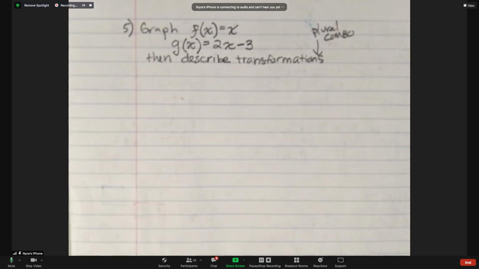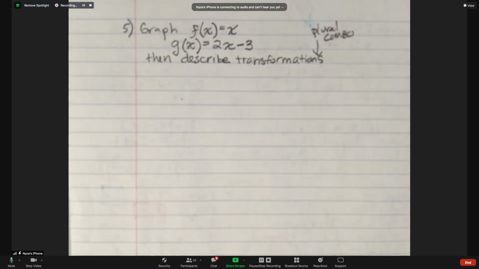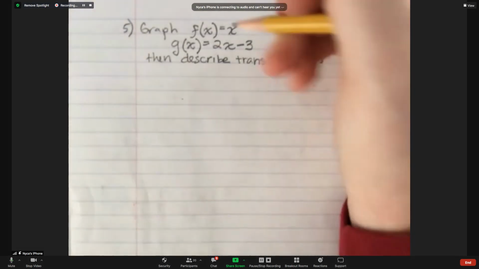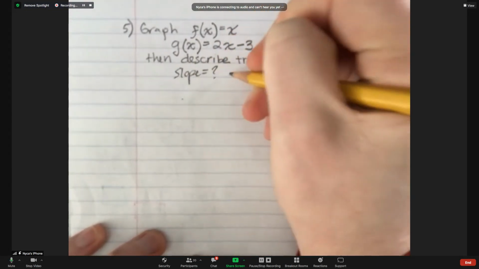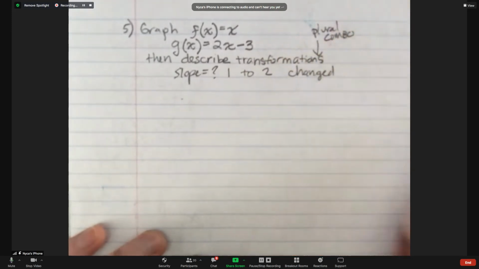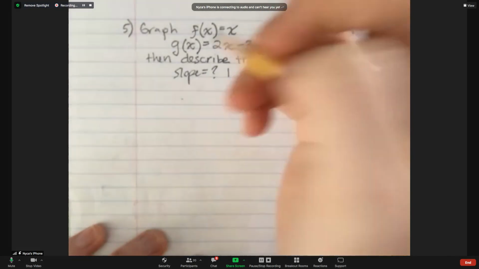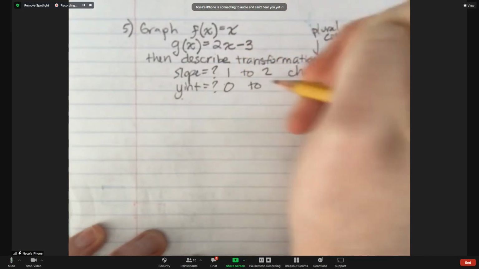All right, so then if you're given the problem, graph f of x is x and g of x is 2x minus 3, then describe the transformations. The second you saw that, okay, transformations, that means they are telling you that two things happened. And it's going to help because what you're going to do is look first at the slope. Well, the slope went from 1 to 2, so this one changed. All right, now let's look at the y-intercept. Oh, the y-intercept went from 0 to -3.